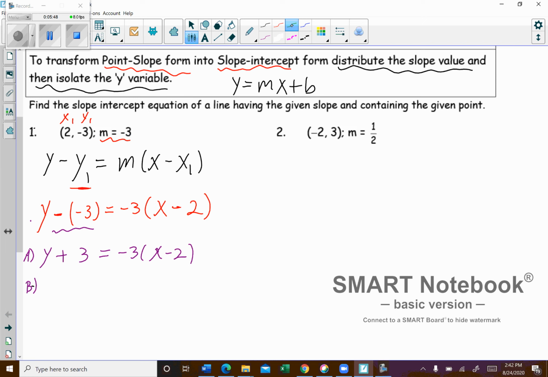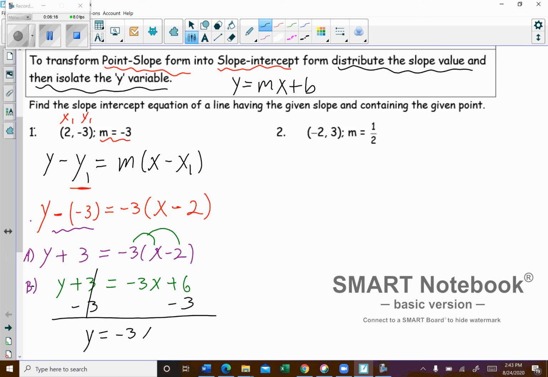Okay, so part B is we do want to have it in slope intercept form, so I'm going to go ahead and distribute. So then we're going to have y plus 3 equals negative 3x, and then negative 3 times a minus 2. So I'm multiplying a negative by a minus, so that's double negative, so that'll become plus 6. And then the last part, we're going to go ahead and isolate the y by subtracting 3 on both sides, so that cancels out. So we're going to have y equals negative 3x plus 3. And that is my answer. And so that would be your part B.